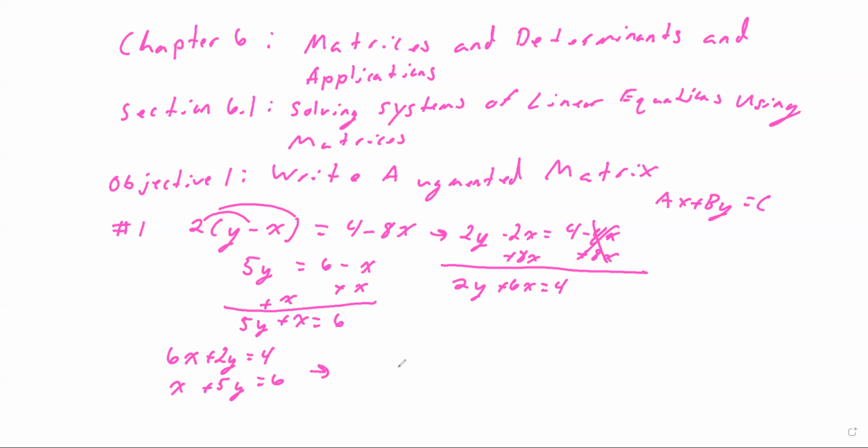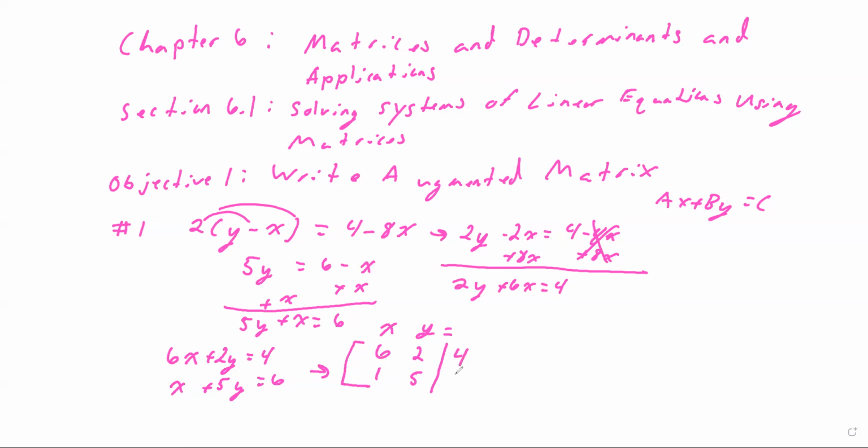To turn this into an augmented matrix, you will have a bracket here, and you basically will have a column of all your x values. For the first equation, I have 6 x's, and for the second equation, I have 1 x. Your second column is your y's, so you'll see that you have 2 y's in the first equation and 5 y's in the second equation. Then we follow this with a straight line. This actually represents the equal sign. And then we'll actually write down what they equal.